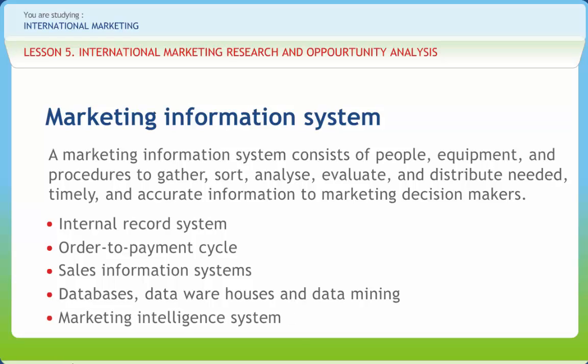Marketing Intelligence System. A marketing intelligence system is a set of procedures and sources used by managers to obtain everyday information about developments in the marketing environment. Whereas the internal record system supplies results data, the marketing intelligence system supplies happenings data.